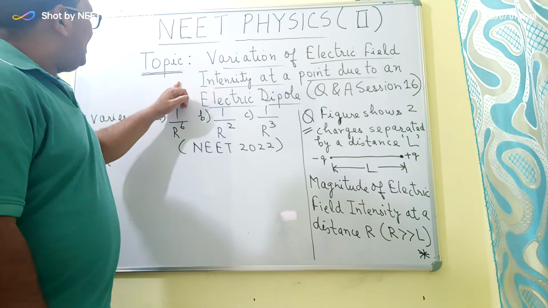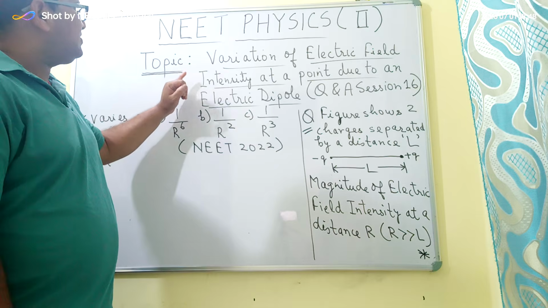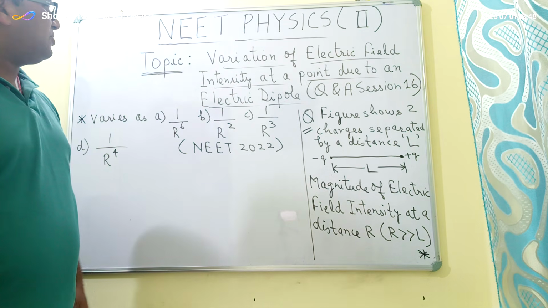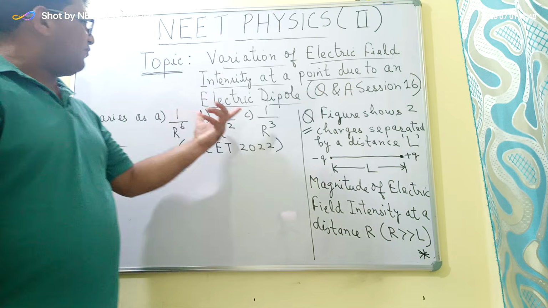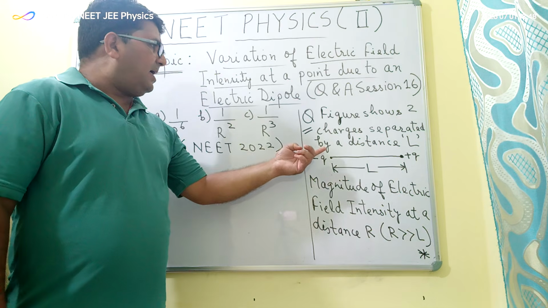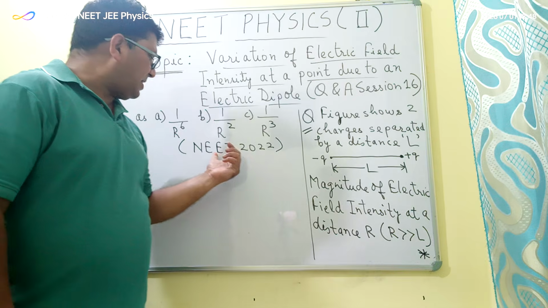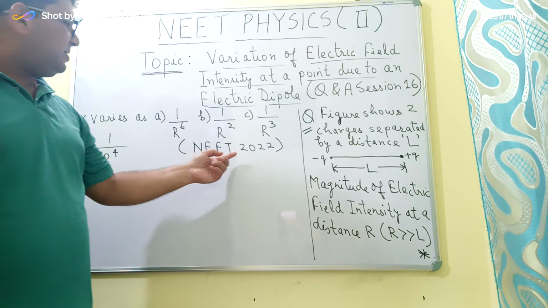Part 2, and the topic for today's session is the variation of electric field intensity at a point due to the presence of an electric dipole. And based on this topic, I have selected one question which was asked in the NEET exam in the year 2022.